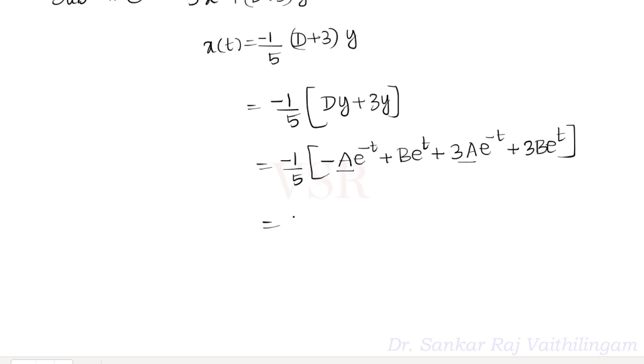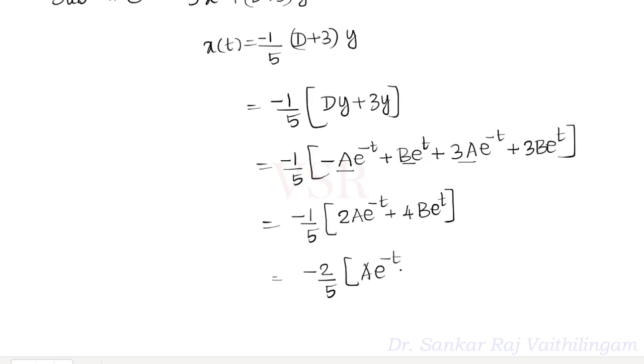So minus 1 by 5 into 2a e to the power minus t. Okay, here what we have got is 1 plus 3, that is 4, plus 4b e to the power t. So this is my solution. Which is equal to, can we take 2 outside? So minus 2 by 5, this is a e to the power minus t plus 2b e to the power t.